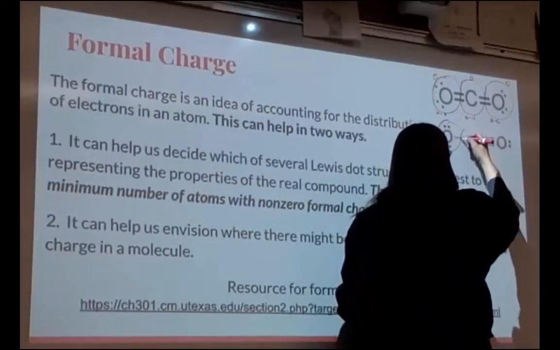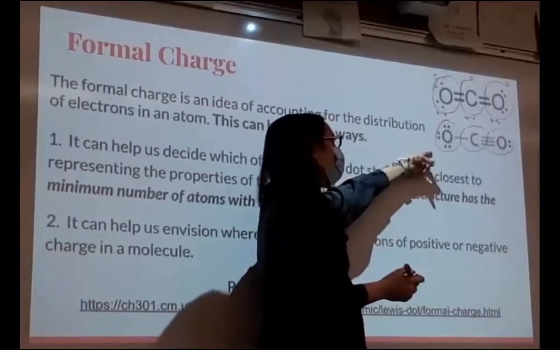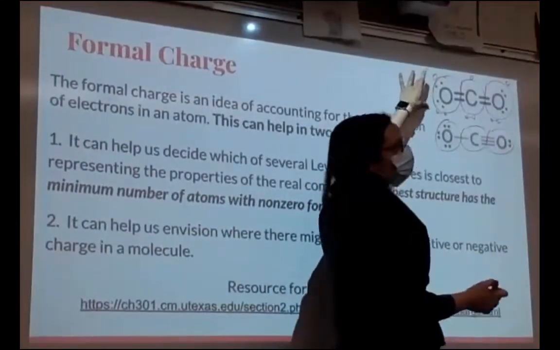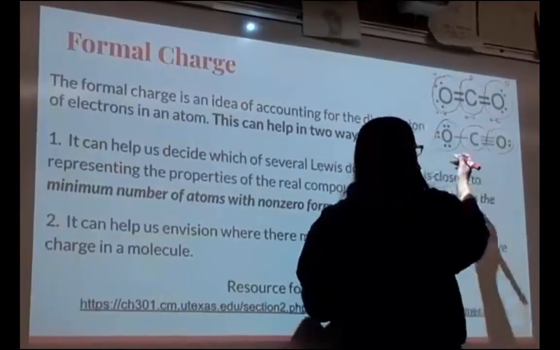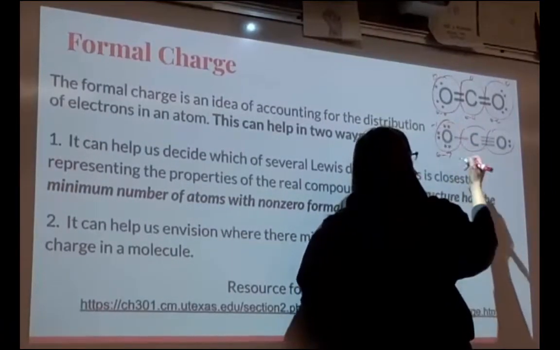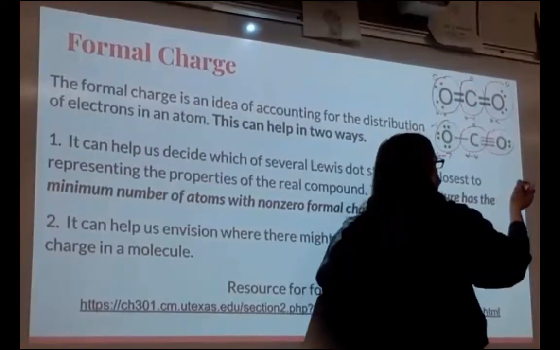Now, I'm just going to look at the other one with the triple bond just to show you why we don't ever see this structure. We only ever see this structure up here with carbon dioxide. And that's because 2, 4, 6, 7 electrons, that's -1. Carbon has a formal charge of 0.